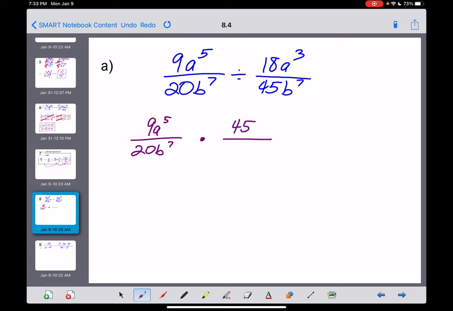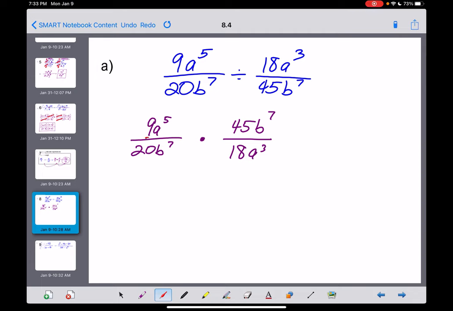The 45b to the 7th now comes up to the top, and the 18a cubed now goes to the bottom. Now, we could multiply 9 times 45, big number, and 20 times 18, another big number, or we could start looking for common factors that can be divided out. That's the way to go.